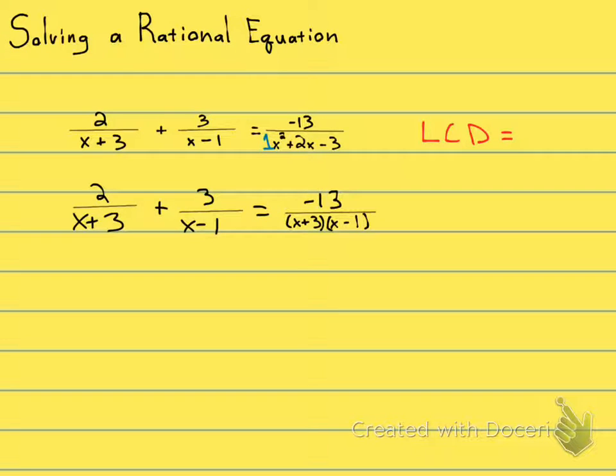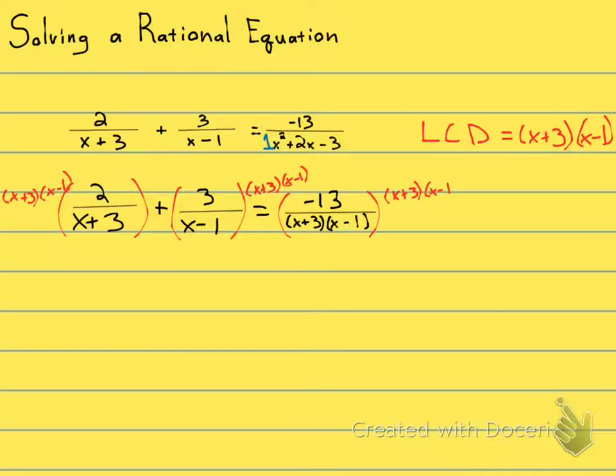Okay, so when I go to find my LCD, I need an x plus 3, and I need an x minus 1. And would that be able to cancel this out? Yes. Would that be able to cancel this out? Yes. Would that be able to cancel this out? Yes. So let's multiply everything times that LCD. Every term times x plus 3, x minus 1, times x plus 3, x minus 1, and x plus 3, x minus 1. Okay, we're really multiplying both sides.